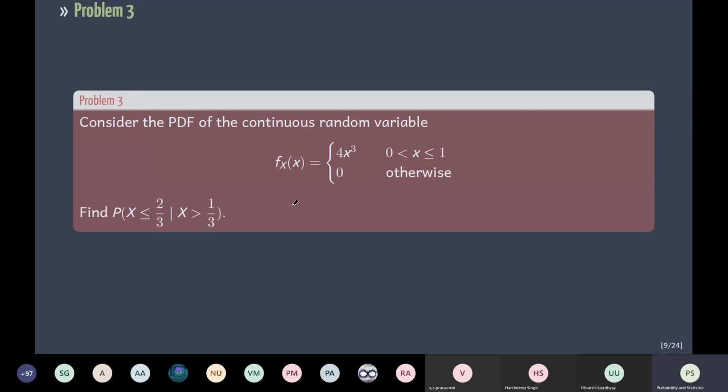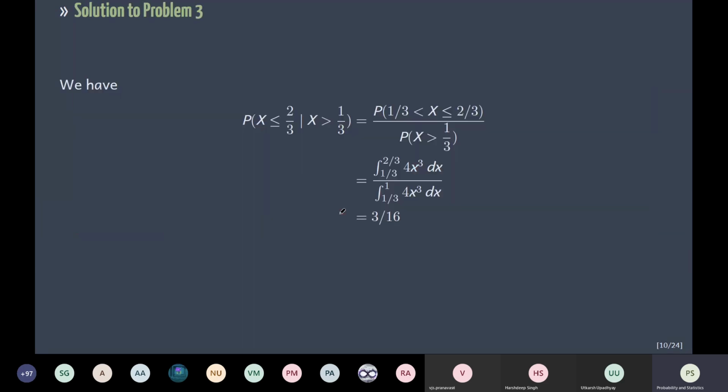So it's given here, and we are supposed to find the probability that x is less than or equal to 2 by 3, given that x is greater than 1 by 3. So this is the conditional. This is the formula we know, right? So the probability that x is less than or equal to 2 by 3, given that x is greater than 1 by 3, we invoke the joint, so we do the intersection.